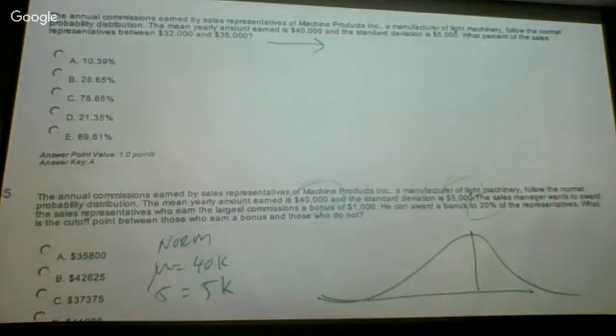So in question 35, it says the annual commissions earned by sales reps follow a normal distribution. The mean yearly amount earned is 40K. The sales manager wants to award sales representatives who earn the largest commissions a bonus. He can award a bonus to 20% of the representatives.